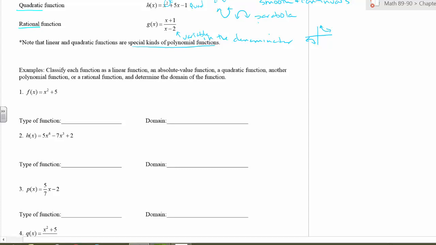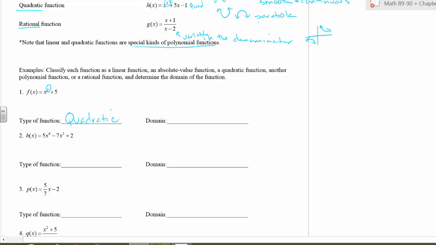Is it a special type of polynomial function? Meaning, is it degree 1, x to the first, or x squared? In our case, x to the first would be linear, x squared would be quadratic, and we have the x squared. Oops, that didn't circle the 2 very well, did it? X squared, so this is quadratic.